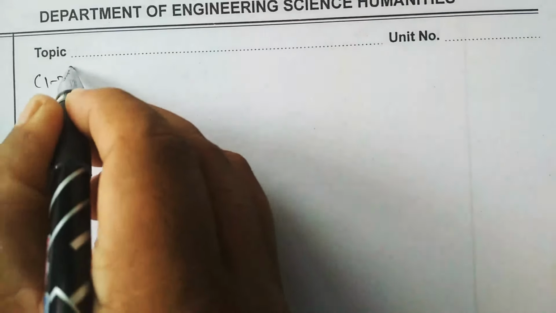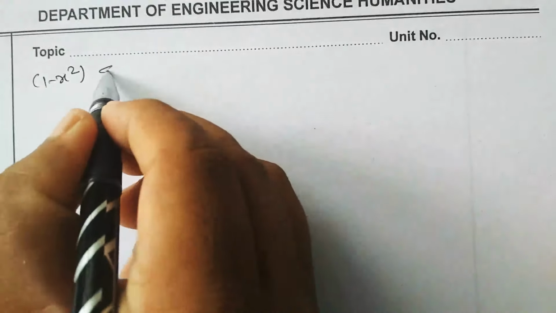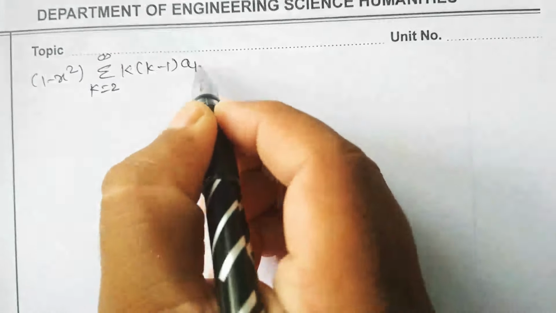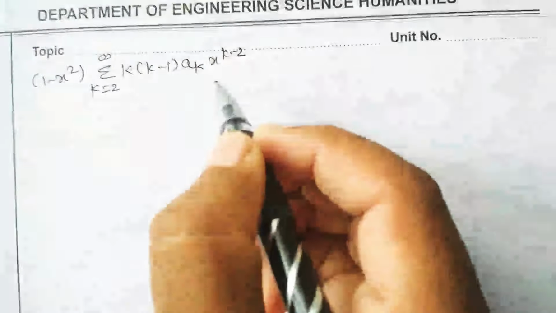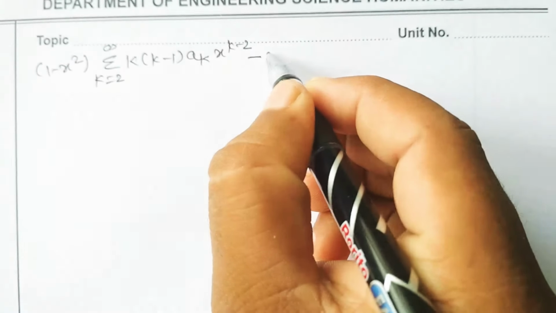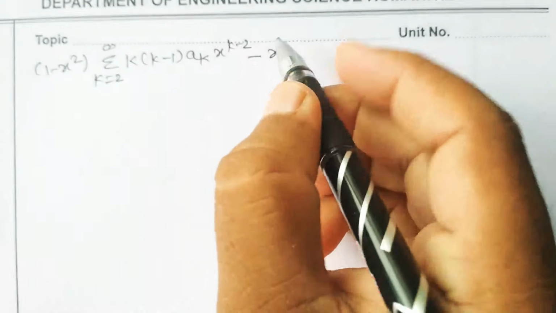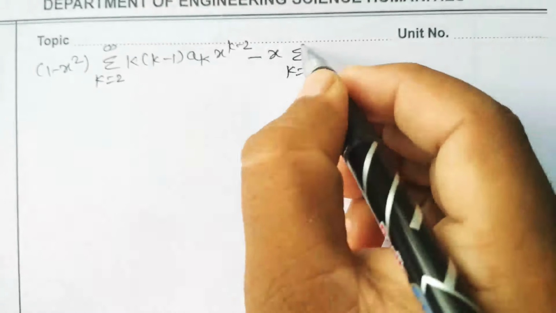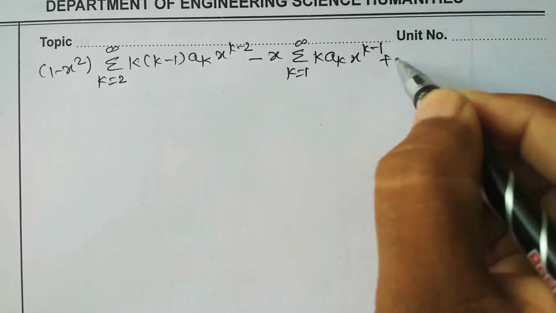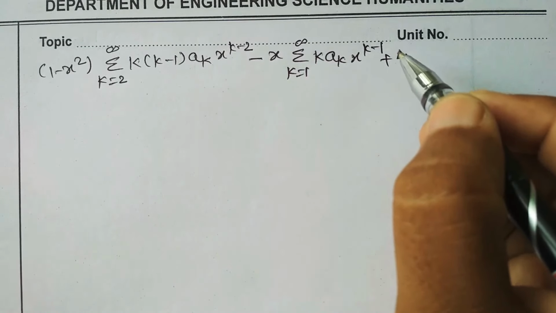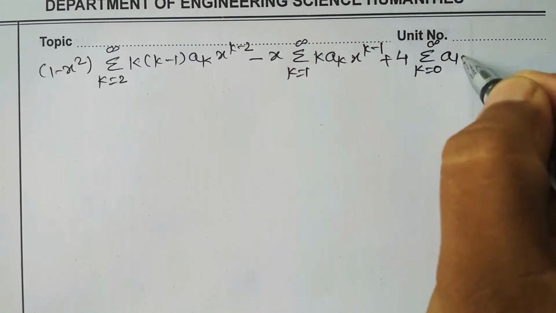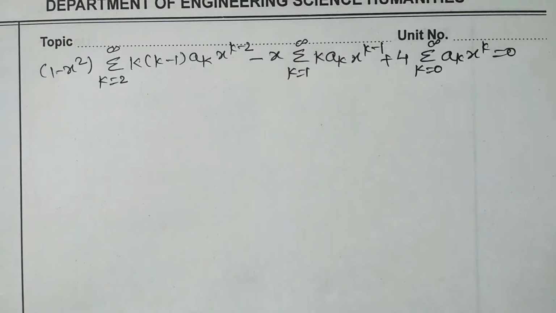We will get 1 minus x square into d square y by dx square. It is summation k varies from 2 to infinity k into k minus 1 ak x to k minus 2. Then next is minus x into dy by dx. dy by dx is summation k varies from 1 to infinity k into ak x to k minus 1 plus 4 times y, y is summation k varies from 0 to infinity ak x to k equals to 0.